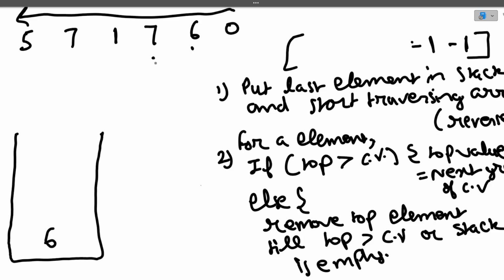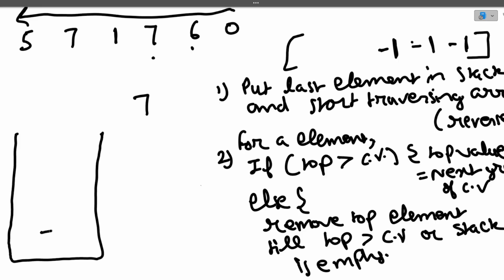Now coming to 7. The current value is 7, the top value is 6. So again the if condition is not possible, so the else condition will run. Remove the top elements till the top becomes greater than 7 or till the stack becomes empty. So we are removing 6. Once we have removed 6, the stack is empty. Once the stack becomes empty, it means there is no next greater element for 7. So again it's minus 1.